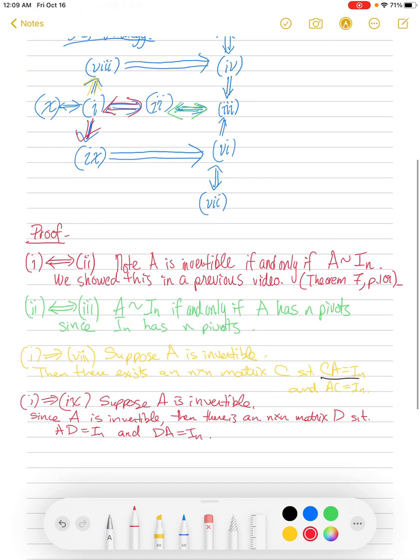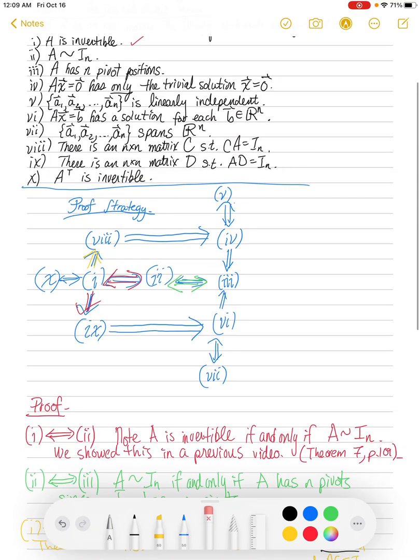Okay, so what do we want to get? We wanted to get AD as the identity. Do we have that? Yeah, we got that right there. That's what we wanted: that there's an n by n matrix D such that AD is the identity. We're done. That's the proof. Okay, so that's done. What do I want to show next? I have 1 implies 9. I want to show 9 implies 6, I think. 9 implies 6, so that would be... ooh, I don't want to get rid of that.